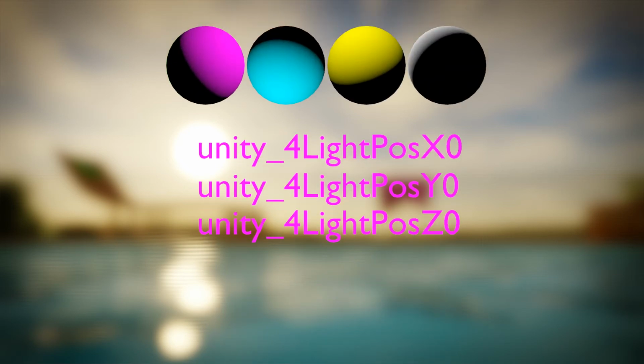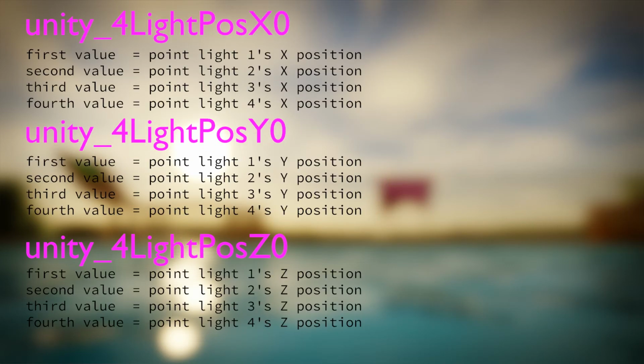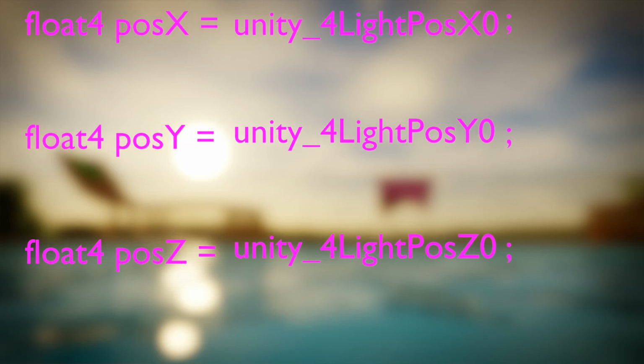As you saw, there are 3 variables for the positions, but 4 point lights. That's the thing, each variable is not a light position, it's an axis for each light position. This is helpful to calculate the attenuation. To make the lines simpler, I'll assign the positions to a shorter name variable.